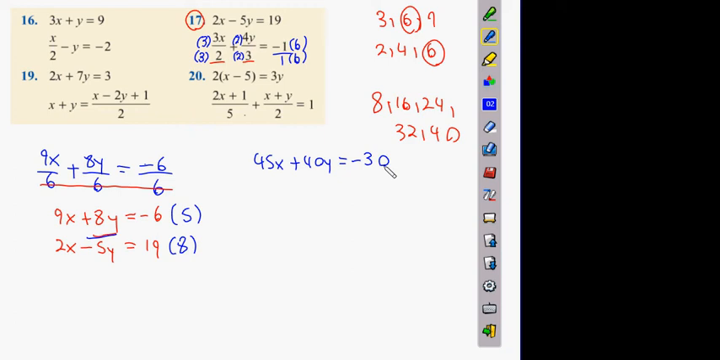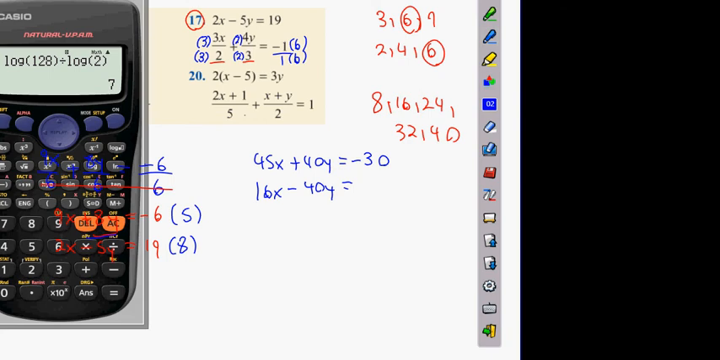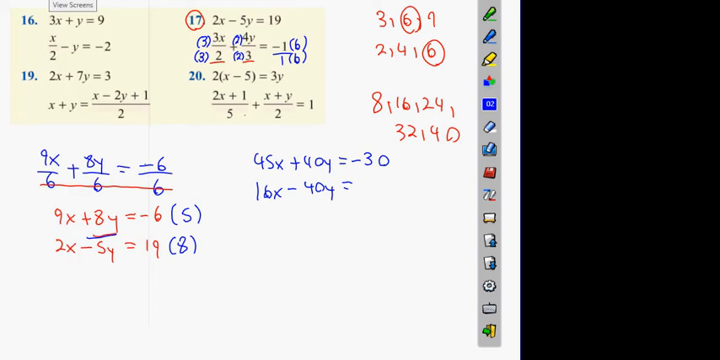Then we're going to have 16x minus 40y equals 8 times 19. 8 multiplied by 19, and there you go, 152, okay? So, 152 guys. Now, the 152 goes here.